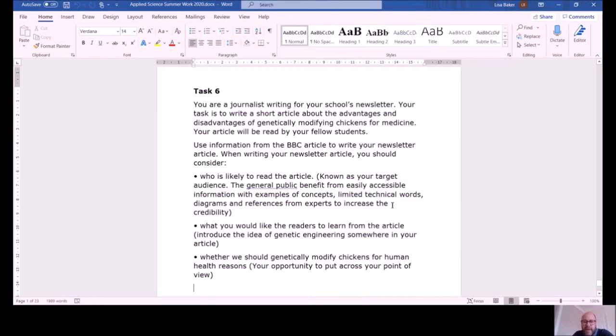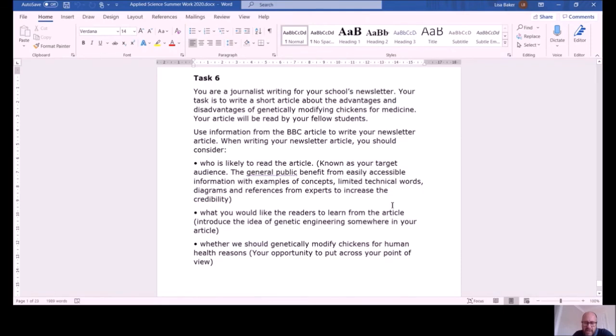And then the last one, I'd like you to think of yourself as a journalist for your secondary school and imagine that they have a newsletter. I'd like you to write an article describing the advantages and disadvantages of genetically modified chickens for medicine. Think about who would read the newsletter within your school, and what you want them to learn. Make sure you introduce genetic engineering and also put in your point of view. It's quite important as a writer that you express your thoughts on the issue.